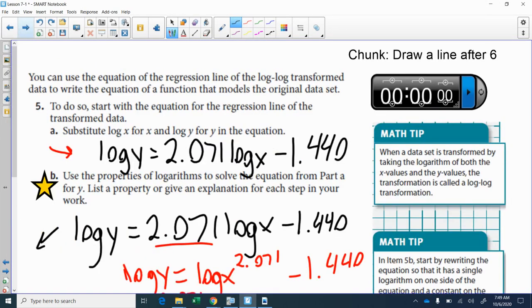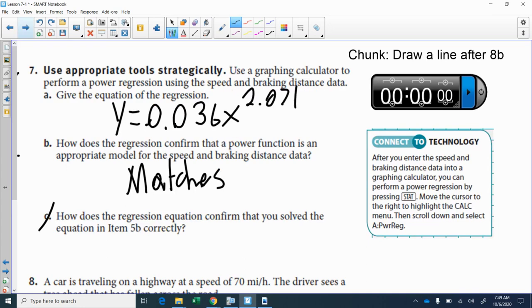But that's the main idea of the whole lesson: being able to understand how to plug it in the calculator and go over regression. We'll be talking about this a little bit more in class the next day.